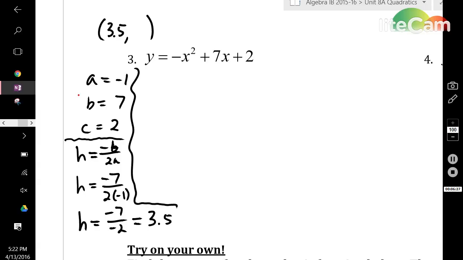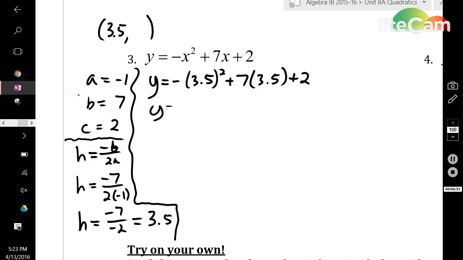So we found the x value of the vertex, or the h value. Now we've got to find the y value, or k. You've got to plug it back into the original equation. So negative, parentheses, 3.5 squared, plus 7 times 3.5, plus 2. Notice how when I plugged in 3.5, I put parentheses around the 3.5. It makes it a little bit easier when you're doing order of operations. 3.5 squared is 12.25. 7 times 3.5 is going to be 24.5.